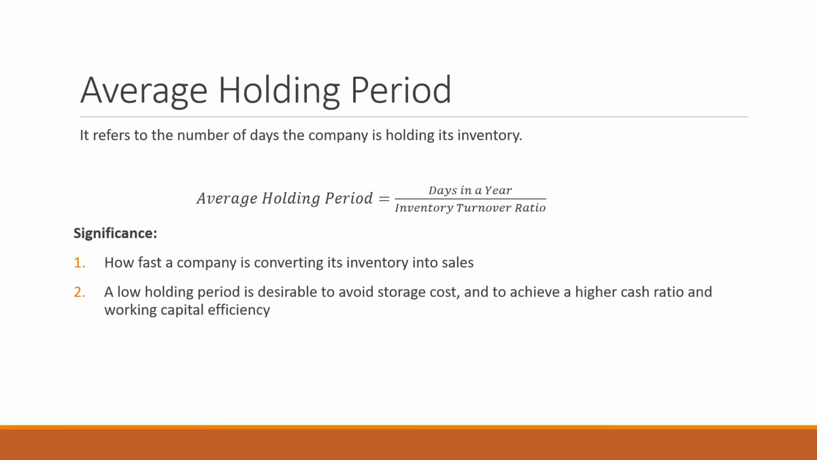Average holding period. It refers to the number of days the company is holding its inventory. By formula, average holding period is equal to number of days in a year divided by inventory turnover ratio. This ratio shows how fast a company is converting its inventory into sales. A low holding period is desirable because it avoids extra storage cost and it achieves higher cash ratio for the firm, thereby achieving working capital efficiency.